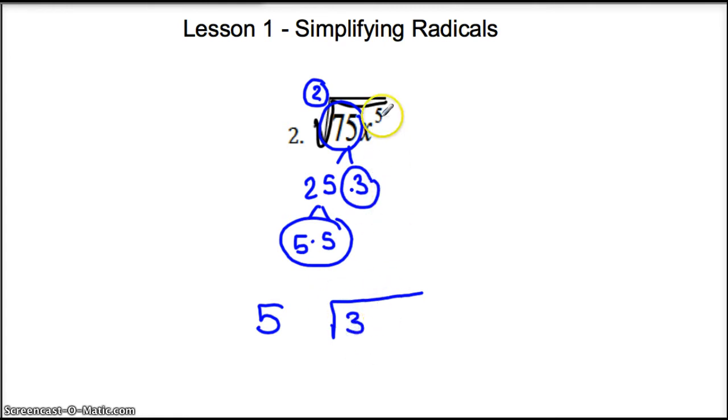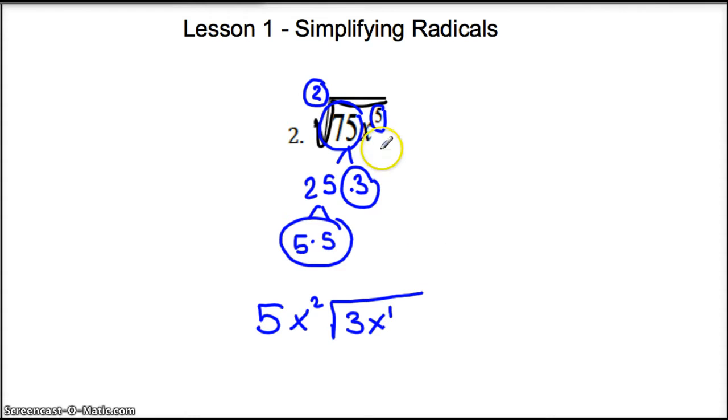Now x to the 5th, I'm not sure if you remember this, but the way to do this is you just divide the exponent by the index. So I do 5 divided by 2, which is 2, and the remainder stays on the inside, which is 1. I hope you understood that.